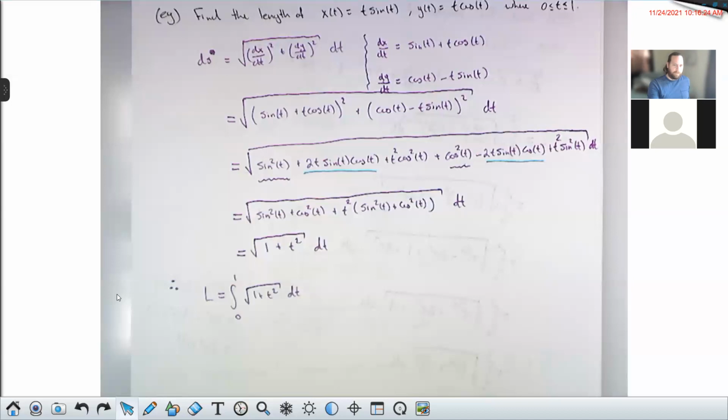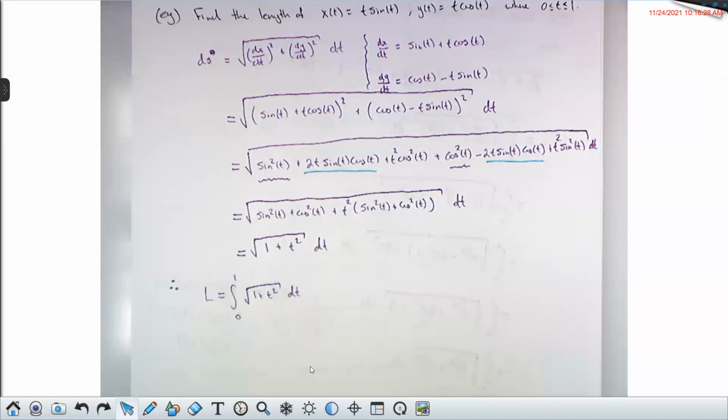Can anybody tell me how do I do this integral?